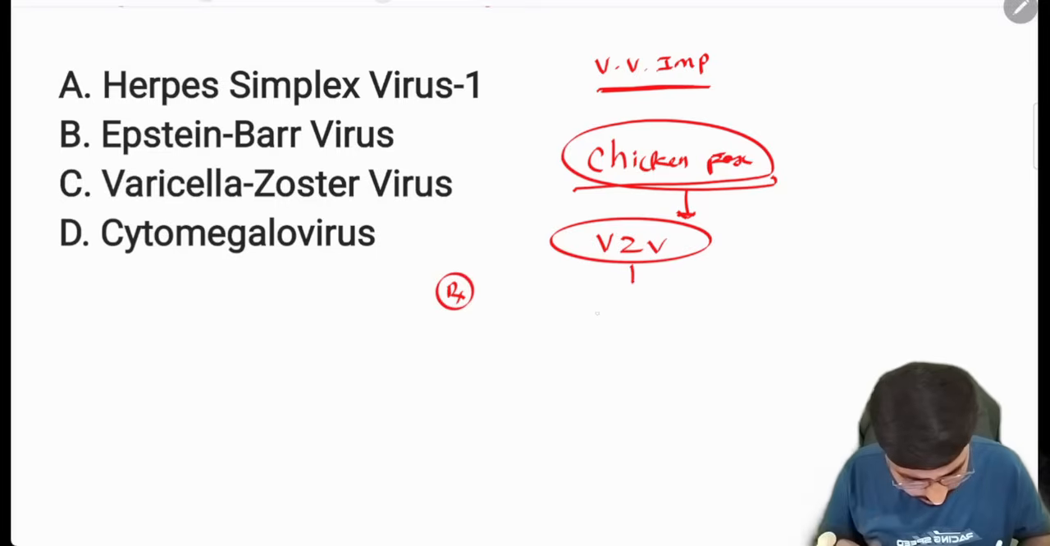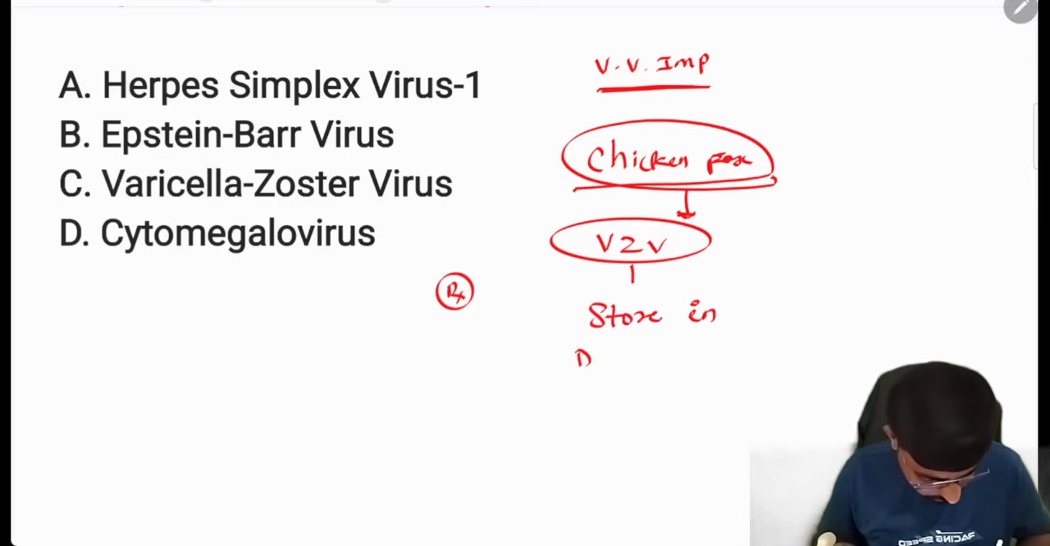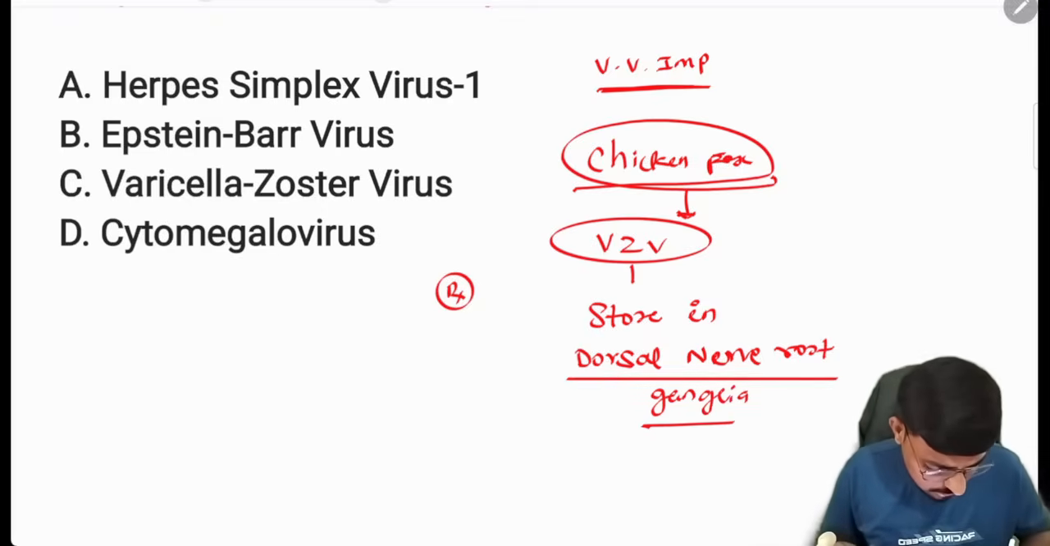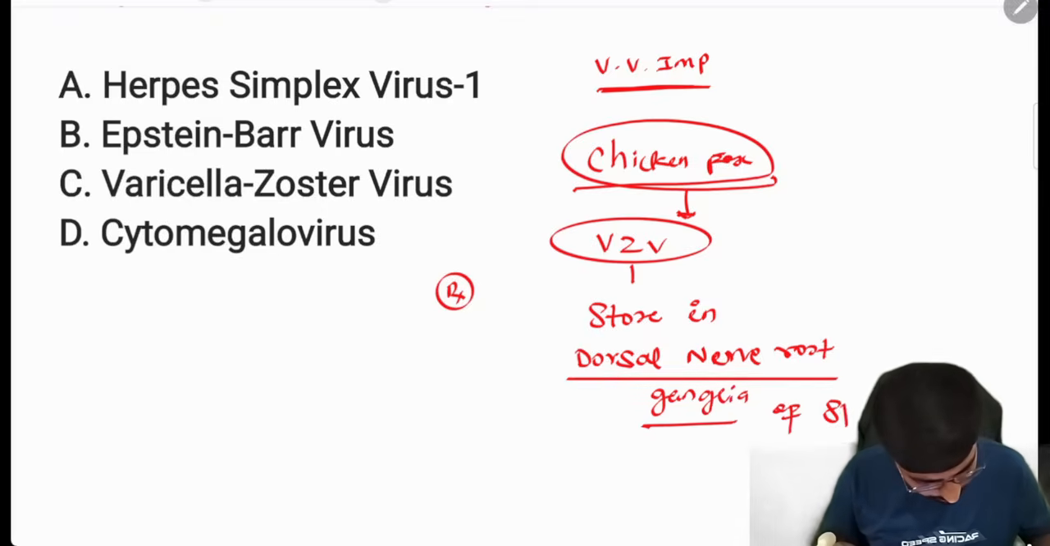but it gets stored in the dorsal nerve root ganglia of the spinal cord. So it will be stored in the dorsal nerve root ganglia of the spinal cord.